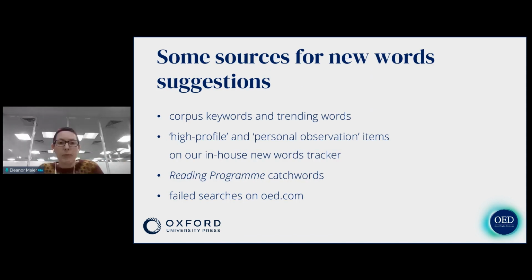And then there are high profile and personal observation items on our in-house new words tracker. So we have a piece of software called Lima, where we keep a record of any new words or senses that come to our attention. And quite often editors add words to this tracker because they've been in the news, they come across them on social media, or it's otherwise high profile. And so we have a look at these to identify items which have had a jump in usage that we might want to draft. So jabbed might be an example of that.